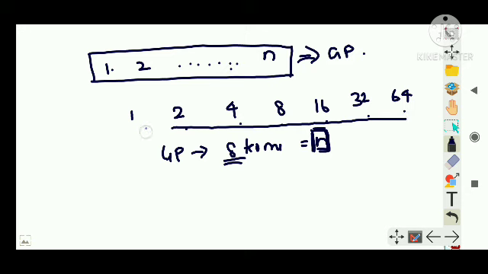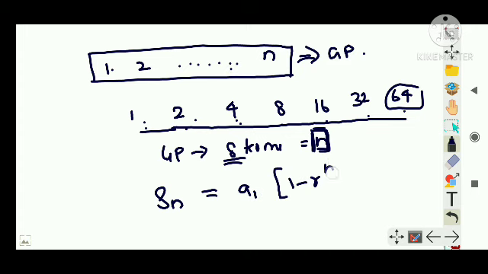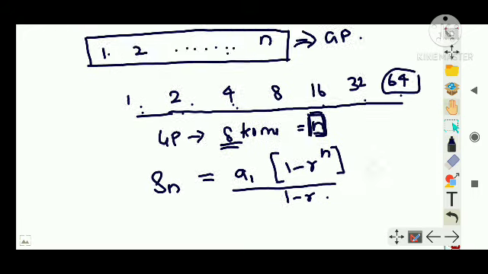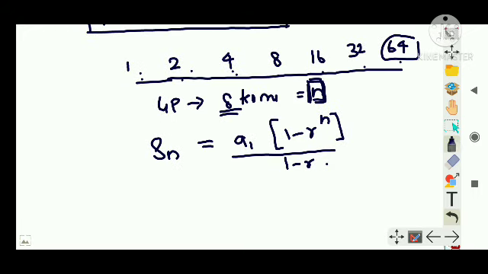So someone asks you the sum of these terms. It is very easy to do. 1 plus 2 plus 4, right? It is very easy, not that much tough. But if the numbers are very complicated, there is a very simple formula to find the sum of n number of terms, which is equal to a1, that is the first term, into 1 minus r raised to n, divided by 1 minus r, right? This is the formula for the sum of n terms in the case of geometrical progression, right?